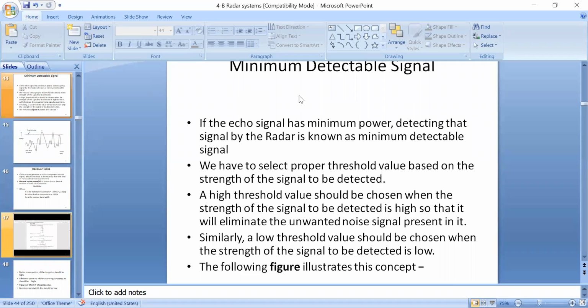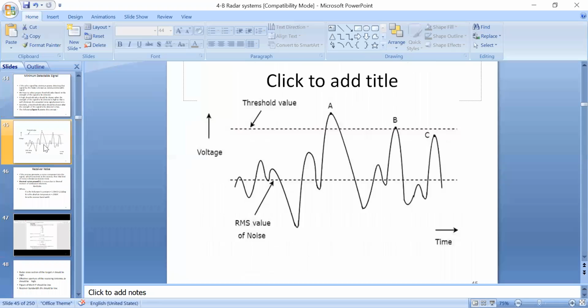So that minimum power level is acting as the minimum detectable signal, S minimum. That is the minimum power level required for the radar system to detect a target. So that was acting as a minimum detectable signal here. I will explain that minimum detectable signal concept by using this figure, schema.